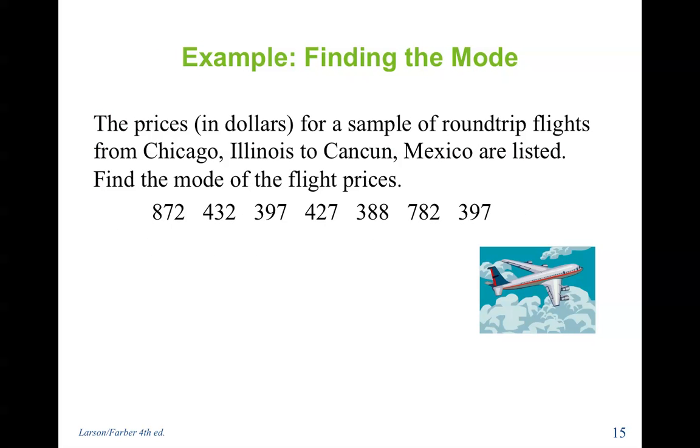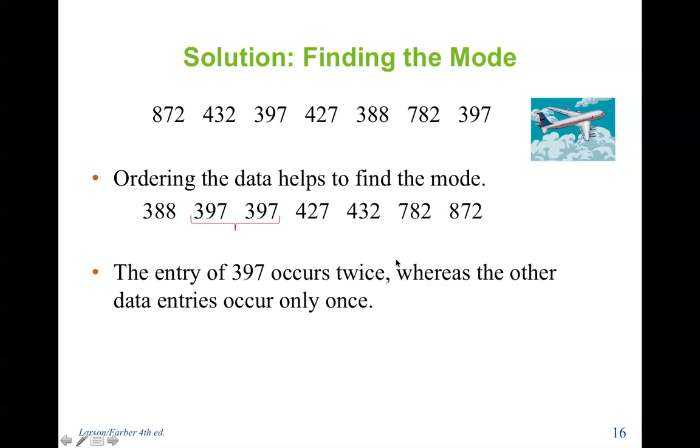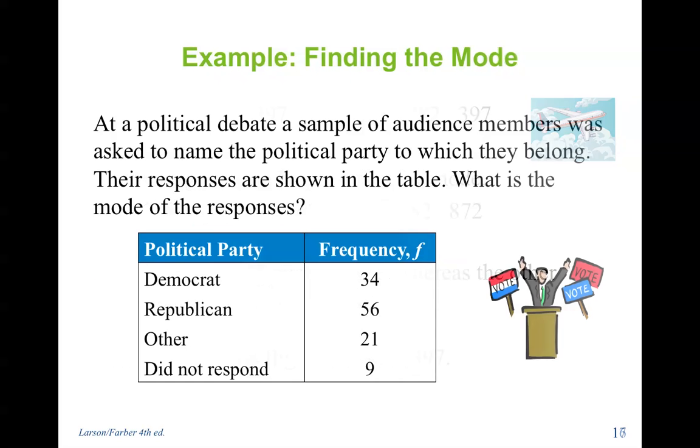So with the same example that we had before, we can see that there are 872, 432, and so on and so forth. It's really a lot easier to see when you order them, because then you can see when 2 numbers appear in order, like right here, 397 and 397. We could have figured it out with the first data set, but ordering puts those numbers right beside each other, much easier to find. So the entry of 397 occurs twice. Everything else occurs once, therefore it is the mode of our data set. So the mode is $397.